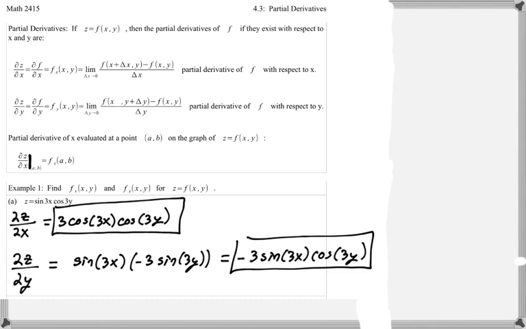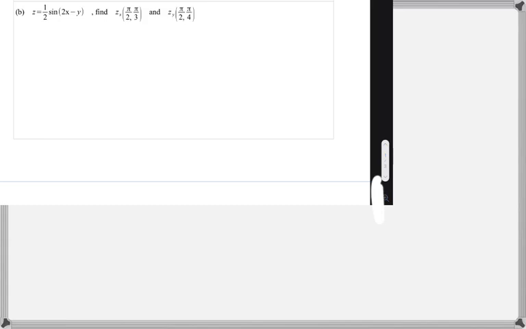All right, let's go on to the next example. So we have z is equal to 1/2 sine of 2x minus y. We're going to find the partial derivative with respect to x and evaluate it at the point pi over 2 comma pi over 3, and then we're going to find the partial derivative with respect to y and evaluate that at pi over 2 comma pi over 4.